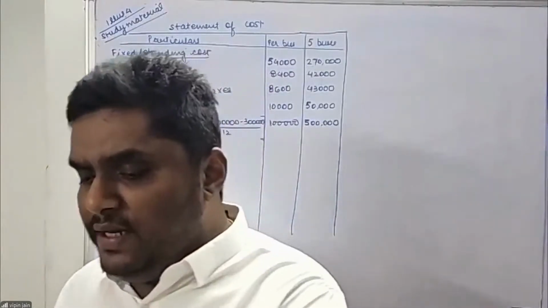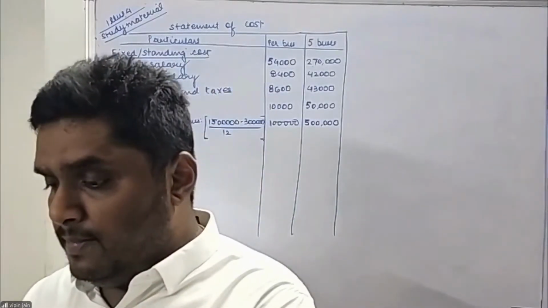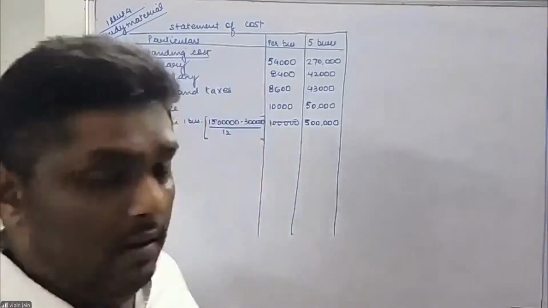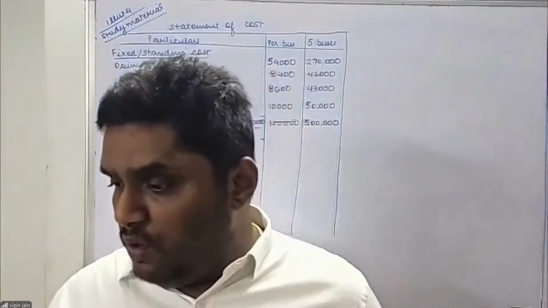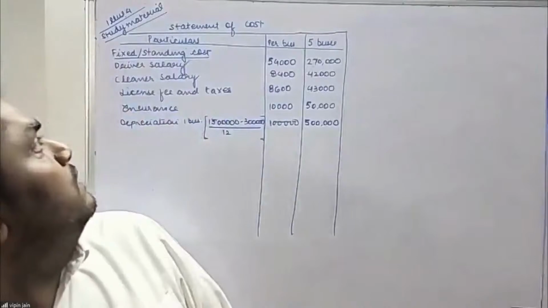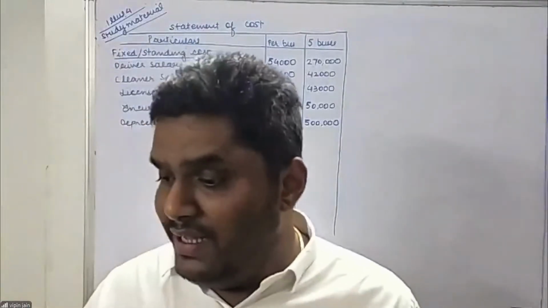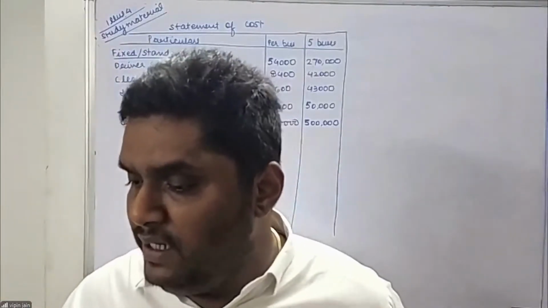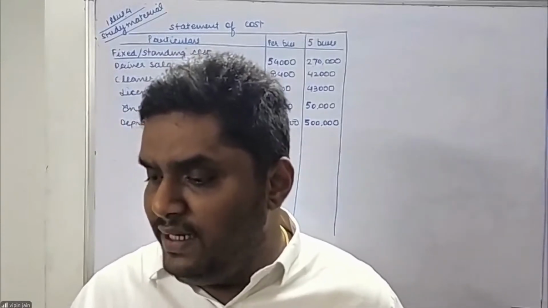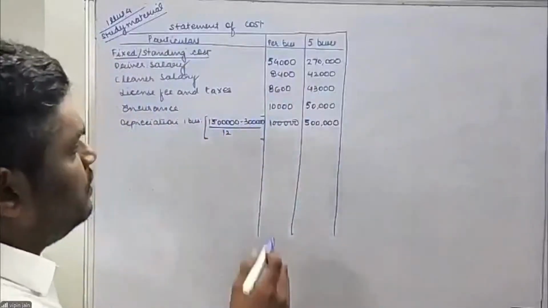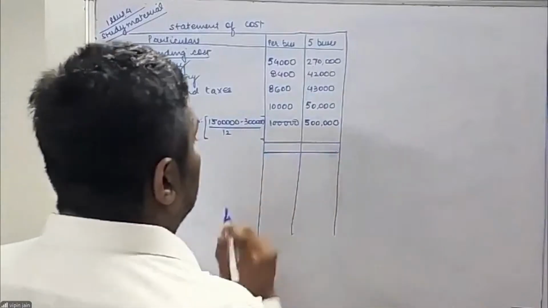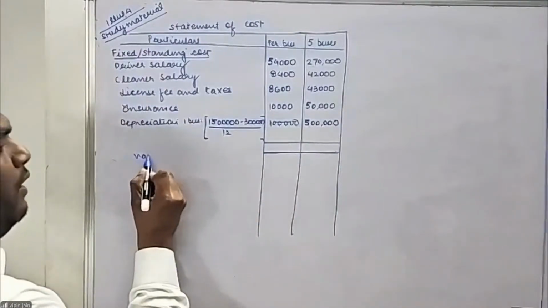Now rest all are variable cost only. So this is all about the fixed cost. We have taken driver salary, cleaner salary, license fees, insurance, repairs and maintenance under maintenance expenses, and depreciation, that's it. So we are done with the fixed cost. Now we'll be taking only the variable cost. So we'll start with variable or running cost.